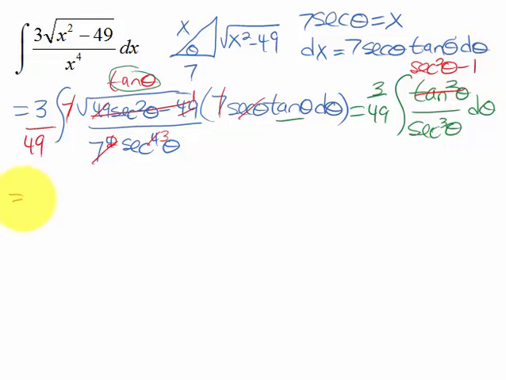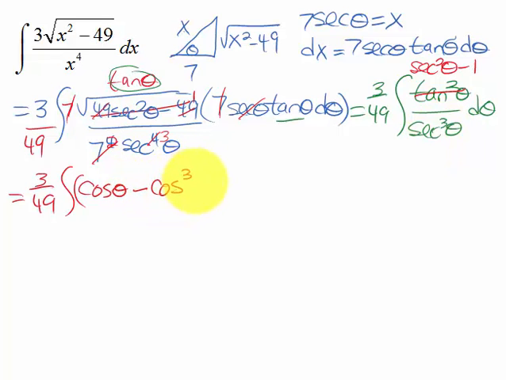Now, I'll put it down here, so we have 3 over 49 integral, and here I have secant squared theta over secant cubed, that's 1 over secant theta. But wait a minute, what is 1 over secant theta? That is nothing more than cosine theta. Now, taking this to the other term, negative 1 over secant cubed theta, that's going to be negative cosine cubed theta d theta.